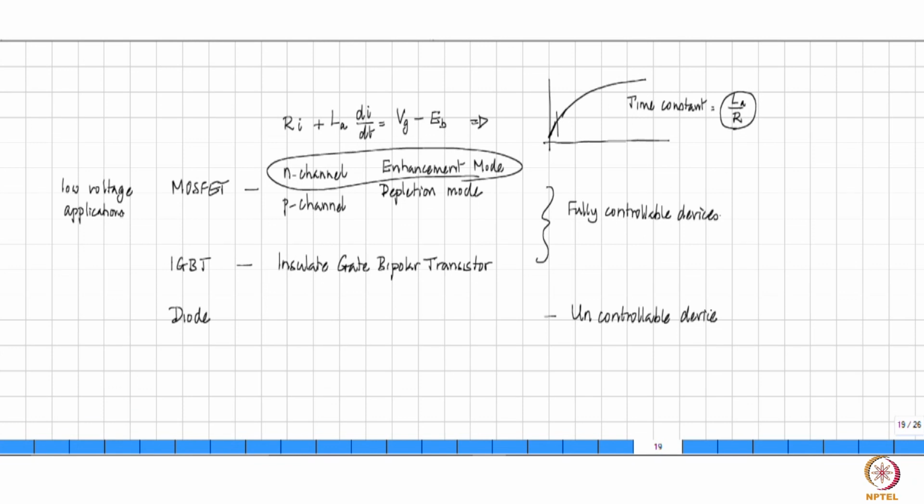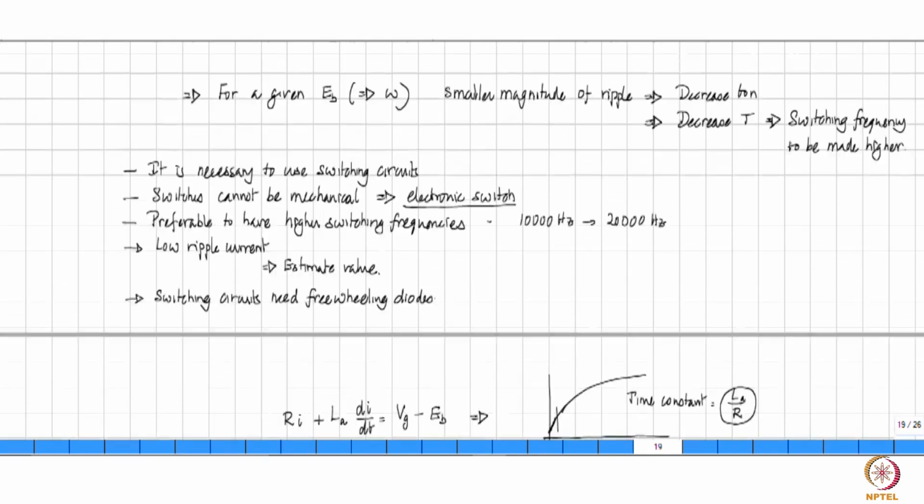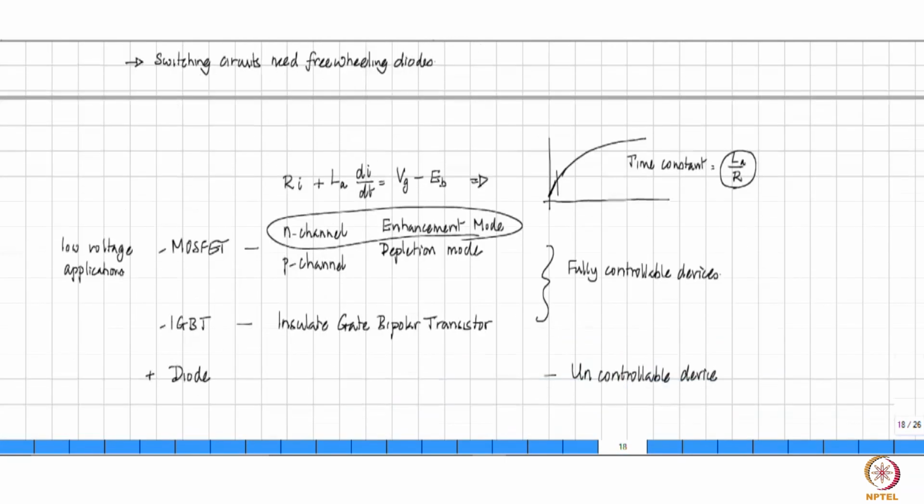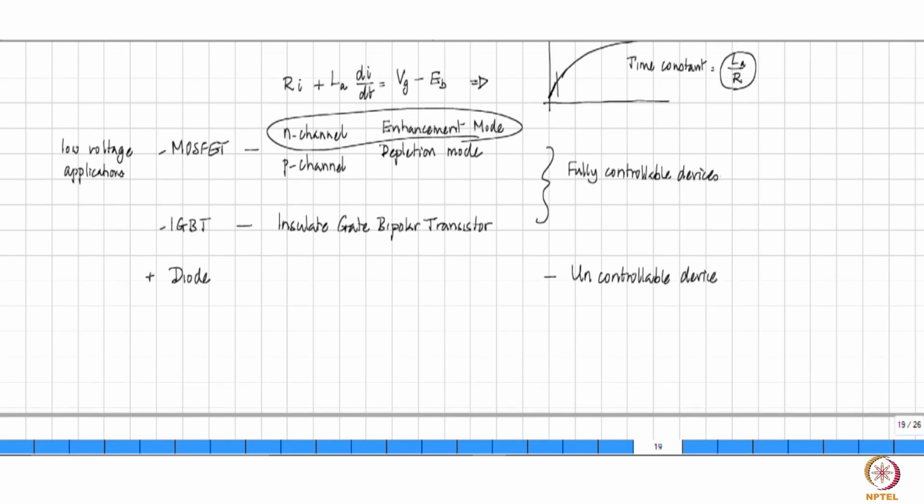Right? So every circuit that you are going to have in order to operate the electric motor will comprise either the MOSFET or IGBT and the diode. Right? Just like what we have seen here. So there is a diode and there is another switch. That switch will then be replaced by an appropriate mechanical switch.